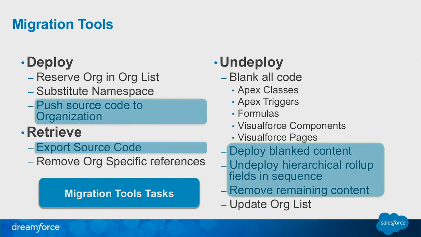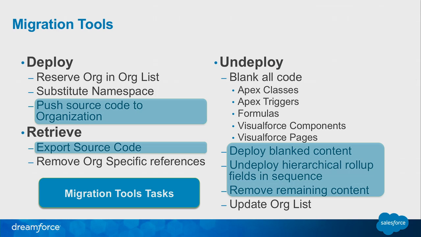And then we have the actual Salesforce Migration Tools part. So for the deploy, we actually push the code, so our zip file containing all our metadata into the org. On the retrieve, well, it's pulling out a zip file containing all the content. And for the undeploy, it does a little bit more there. Again, the undeploy is the more complicated part that we spent a good bit of time on. So to start with, we deploy all that blanked code, so all the content that we used Ant to replace with empty files. We deploy that, so all the dependencies are gone.